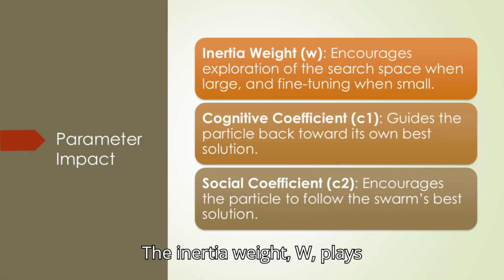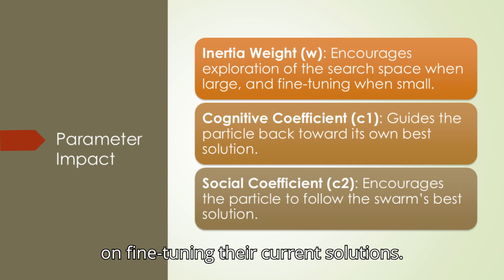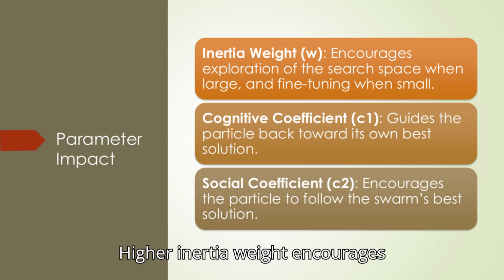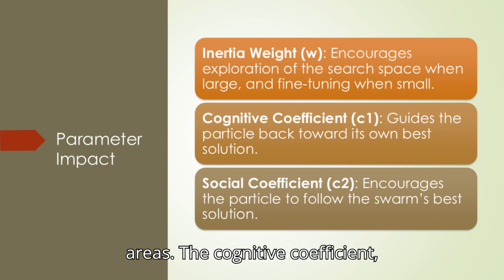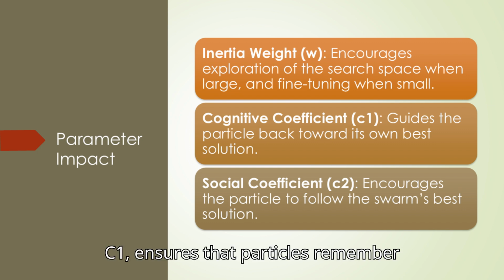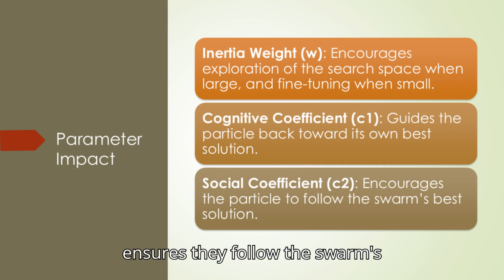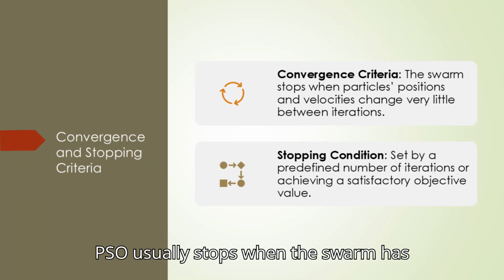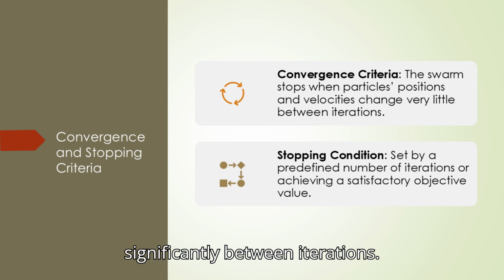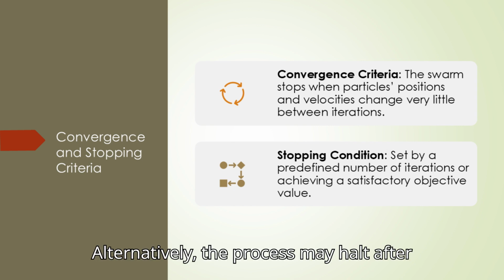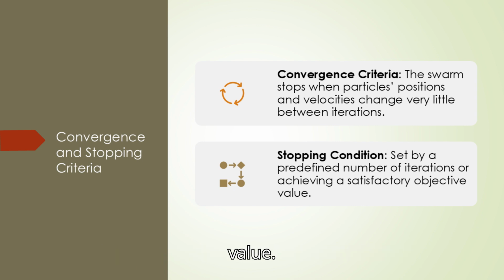The inertia weight, W, plays a pivotal role in determining whether particles explore more broadly or focus on fine-tuning their current solutions. Higher inertia weight encourages exploration, while lower inertia weight helps the swarm to exploit the best-known areas. The cognitive coefficient, C1, ensures that particles remember their personal best, while C2 ensures they follow the swarm's collective knowledge. PSO usually stops when the swarm has converged. This happens when particles' velocities and positions stop changing significantly between iterations. Alternatively, the process may halt after a set number of iterations or when the objective function reaches a satisfactory value.